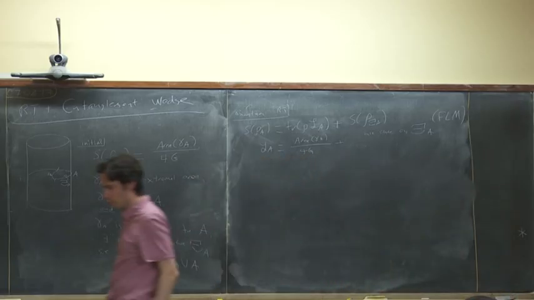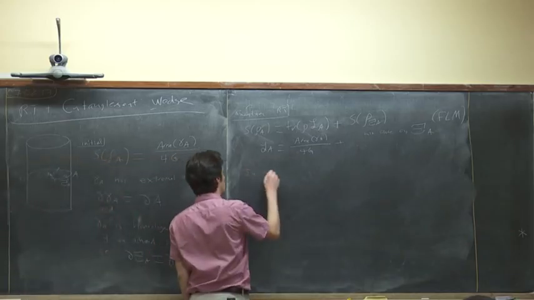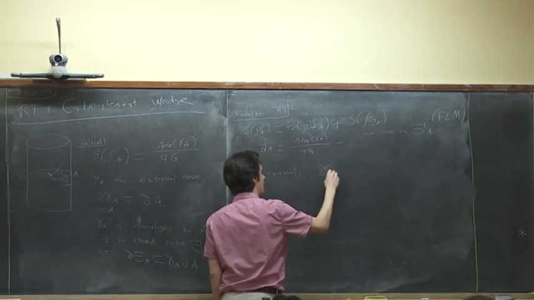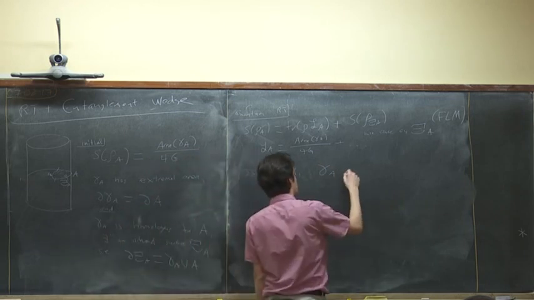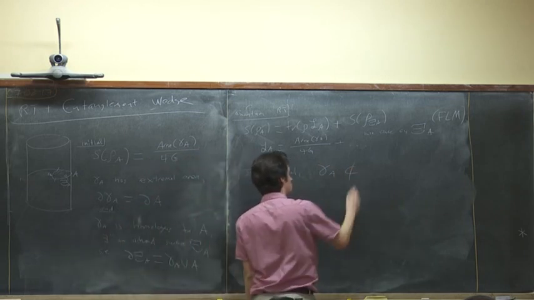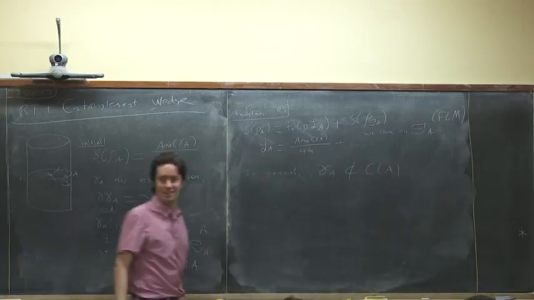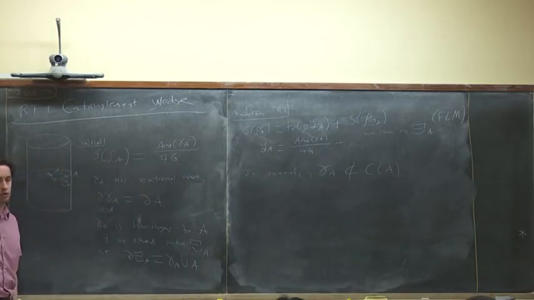And the reason is that, in general, gamma A, the extremal surface, is not contained in the causal wedge of A. It's not obvious that it should be in the causal wedge of A, certainly. And it's not that hard to come up with examples where it's not, and I'll present a few in a minute.